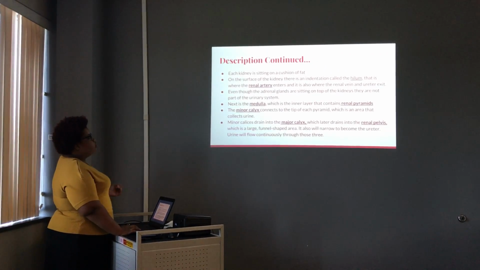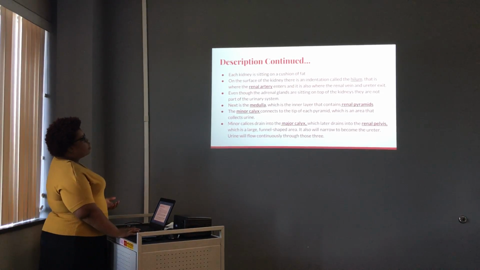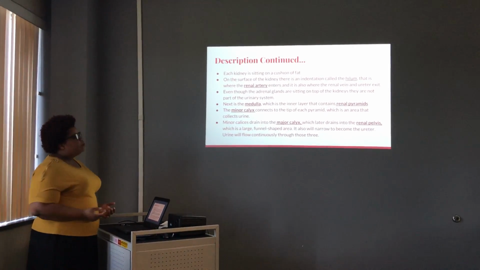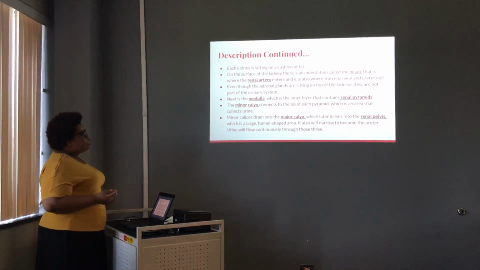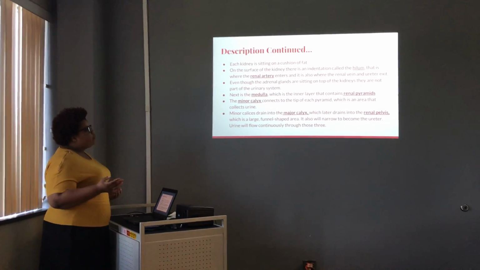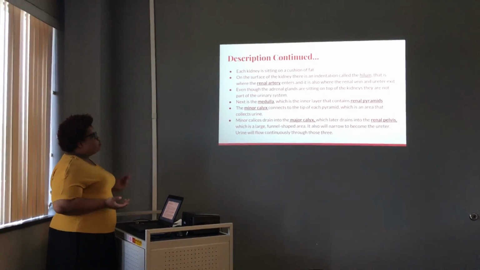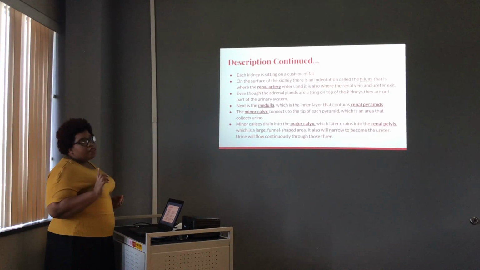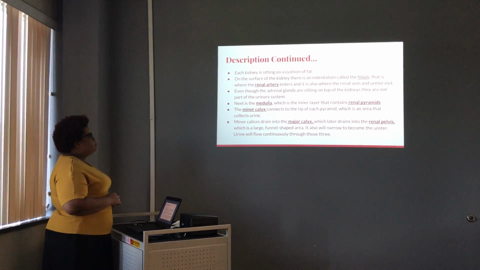Each kidney is sitting on a cushion of fat. On the surface of the kidney, there's an indentation called a hilum. That is where the renal artery enters, and it's also where the renal vein and ureter exit. Even though the adrenal glands are sitting on top of the kidneys, they are not part of the urinary system.